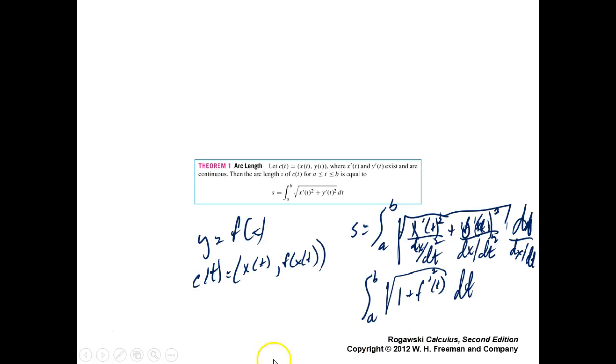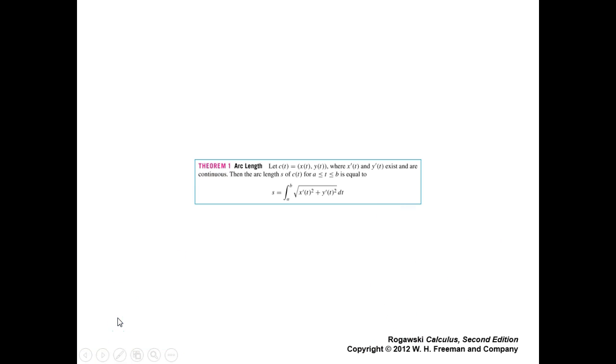Okay, so I'm going to clear all this writing here. All right, and we're going to use this formula here. They call this equation 3. We're going to use equation 3 to calculate the arc length of a circle of radius r. Guess what, team? We know the arc length of a circle. That's the circumference of a circle. Well, let's see what it gives us.